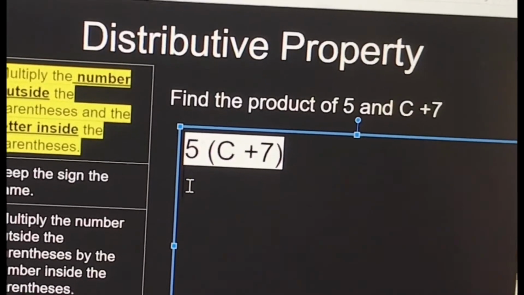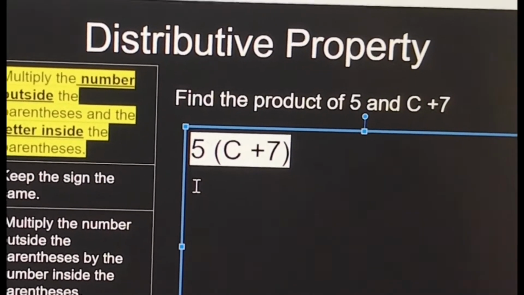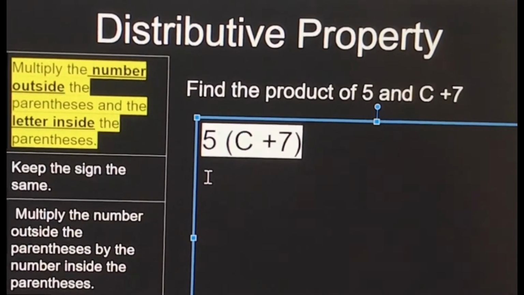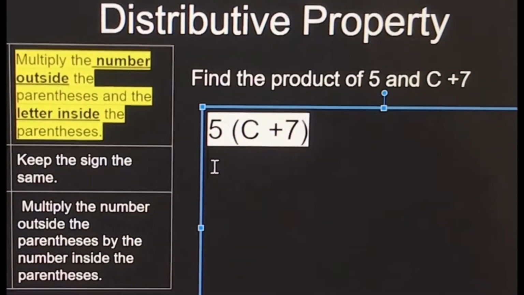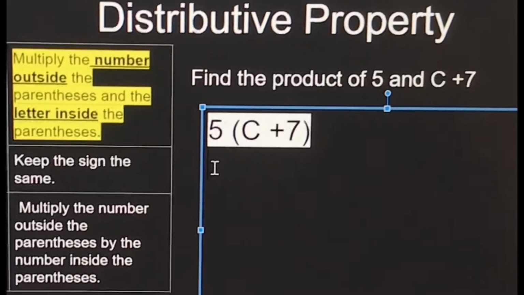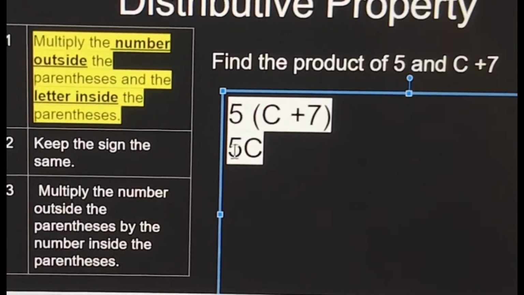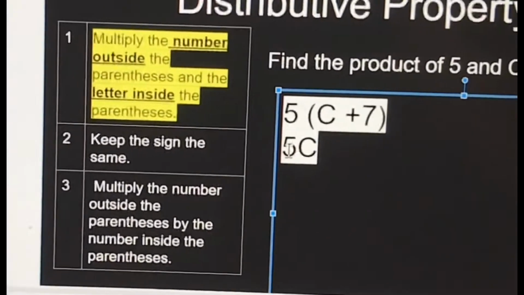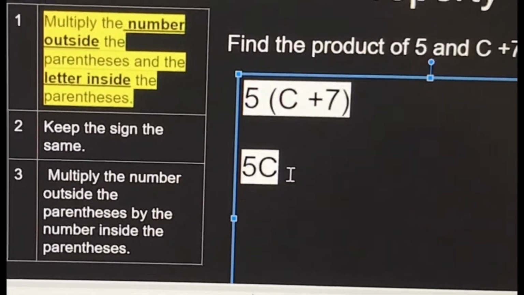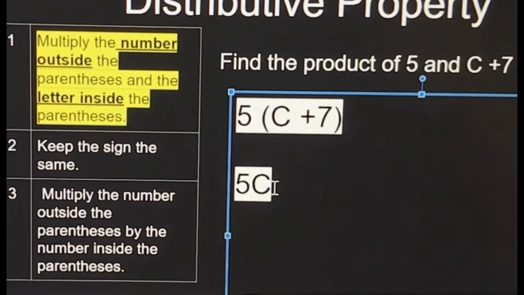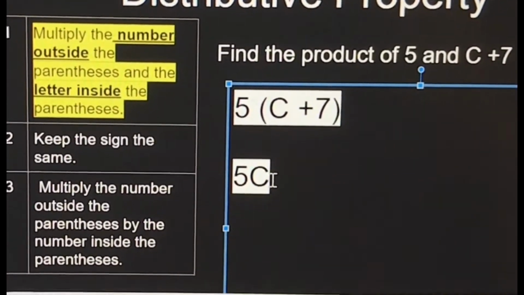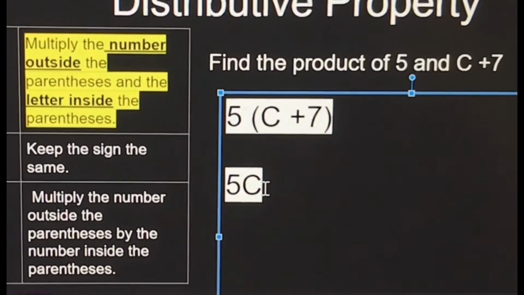So we need to multiply 5 times c. Now we do not know what the numerical value of c is. So multiplying 5 times c, all that really means is we're going to write the number 5 and we're going to put the letter c next to it. So 5 times c equals 5c. Whatever the letter is inside the parentheses, you're just going to write it next to the number outside the parentheses, and you got the first step.